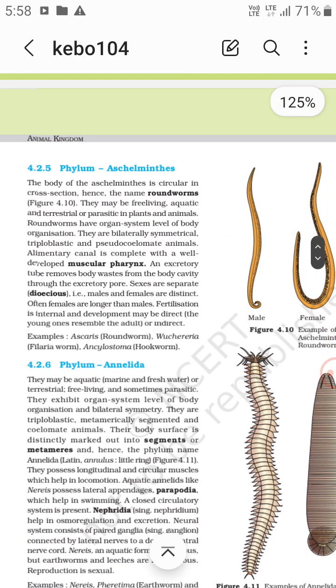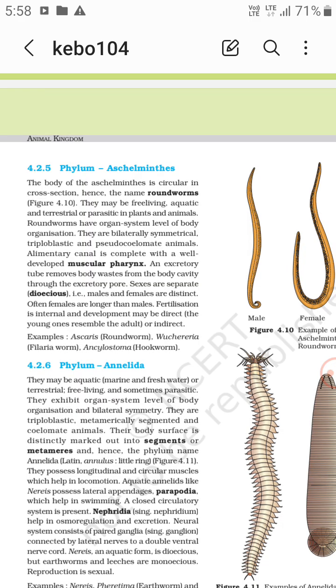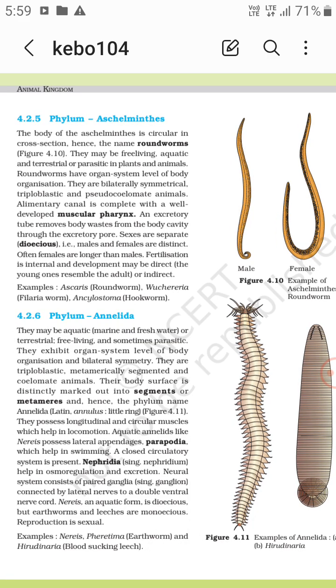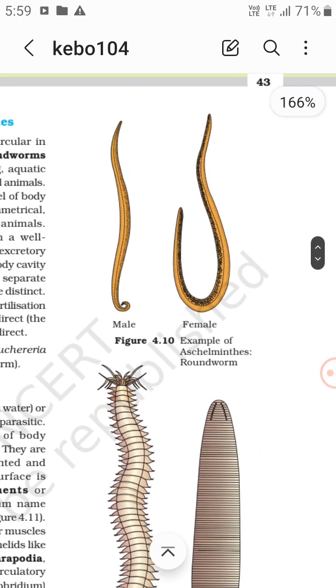Now Aschelminthes. The body of the Aschelminthes is circular in cross section, hence they are the roundworms. Now they may be free living, aquatic, terrestrial or parasitic in plants and animals. Alimentary canal is complete with a well developed muscular pharynx. Now the excretory tube removes the body waste from the body cavity. Sexes are separate, that is dioecious, that is males and females are distinct. Often females are longer than males. Fertilization is internal and development may be direct or indirect. So Ascaris, that is roundworm, Wuchereria, filarial worm, Ancylostoma, hookworm. You can see in the examples of Aschelminthes, these are the roundworms.